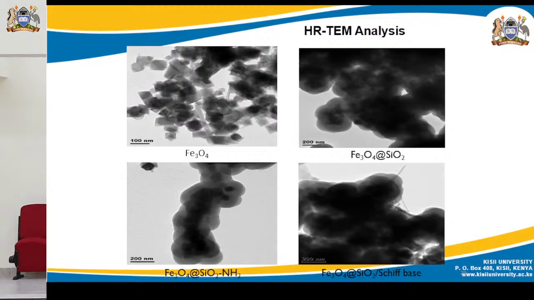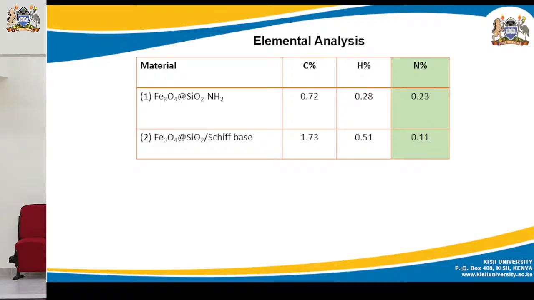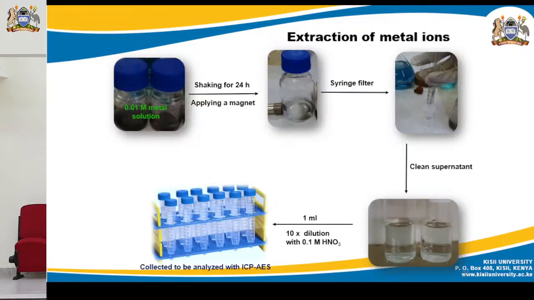Now this is HRTEM. You can see the shape of the iron oxide nanoparticles, which is hexagonal. They look like they're round, but they're not. Then you put the silica, they start getting rounder. You add the APTES, they're much rounder, and then you have the imine, and therefore you can use them like that. Move forward. You can do the elemental analysis if you want to, for people who are doing organic chemistry.